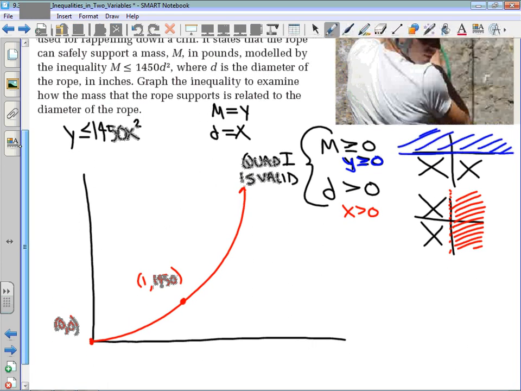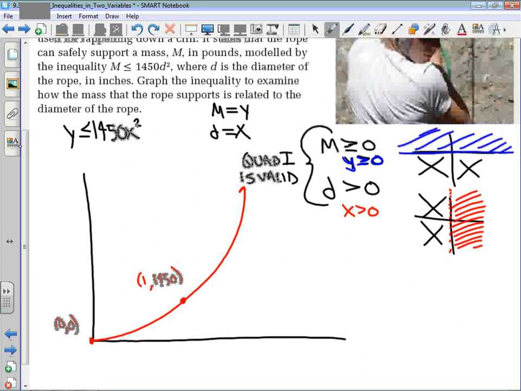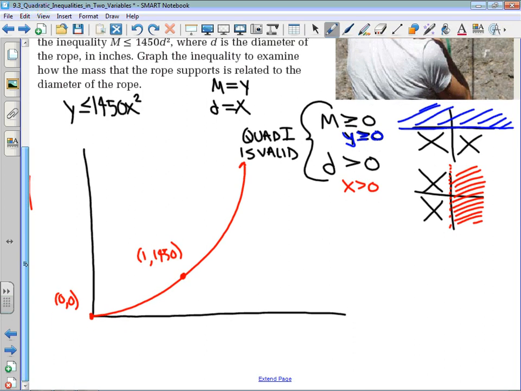So if we have a rope that has a diameter of 1 inch, it can hold 1,450 pounds. And then what's going to happen is that this is just going to keep going up and up and up. I'm only going to grab one more point here. If I take 2 and square it, then multiply it by 1450, I get that this point right here, and I'll try to make the x roughly equal right here. This point is going to be at 2, 5,800. So a 2-inch diameter rope is going to be able to support 5,800 pounds.